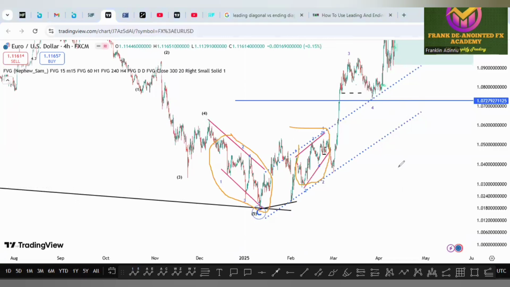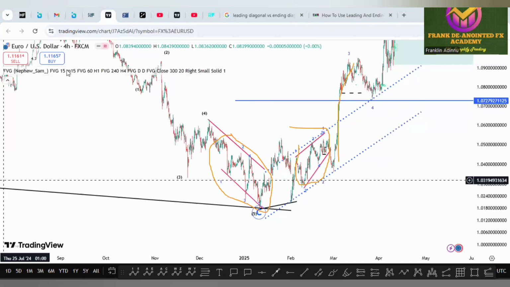So what I would say is, the ending diagonal marks the end of the trend, and the leading diagonal marks the beginning of the trend. Once you see an ending diagonal in any pattern, you know that trend is coming to an end. And once you see a leading diagonal, you know a new trend is about to begin. See what happened after that leading diagonal. Boom, the market flew up. Wow, a very big move. I hope you guys understand now. Let's go to another example.